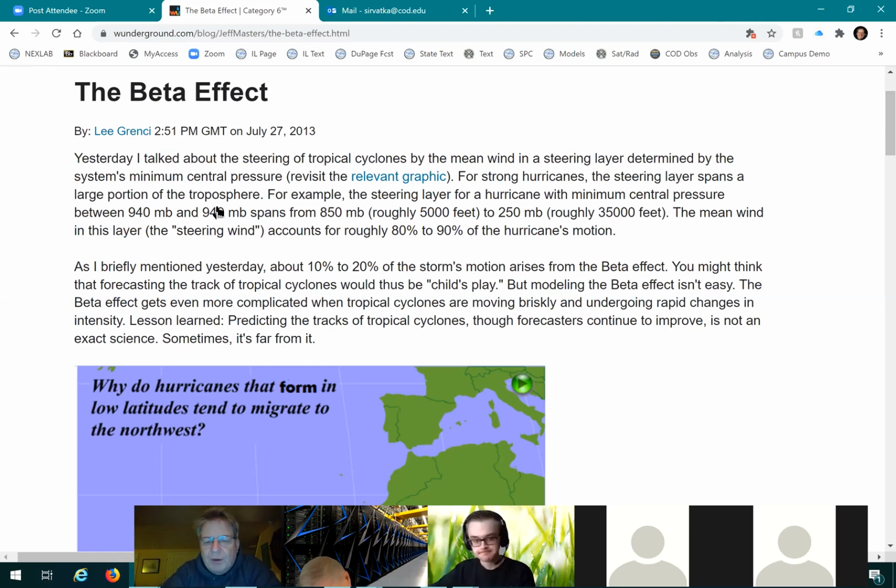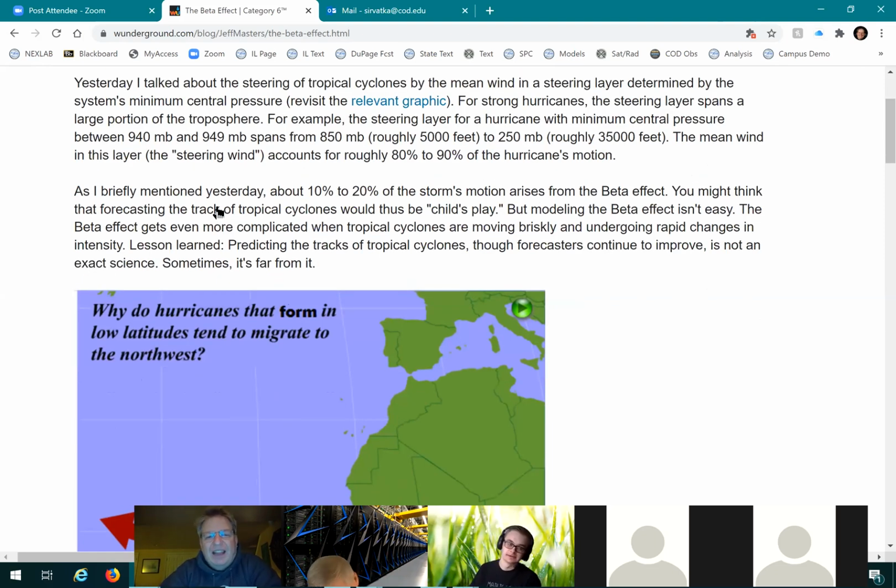By the way, just so you know, I did not know this. I would always go, oh, steering winds, and I knew it was some sort of average. I never knew what it actually was.